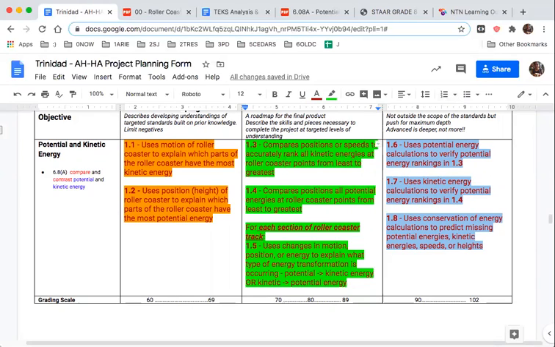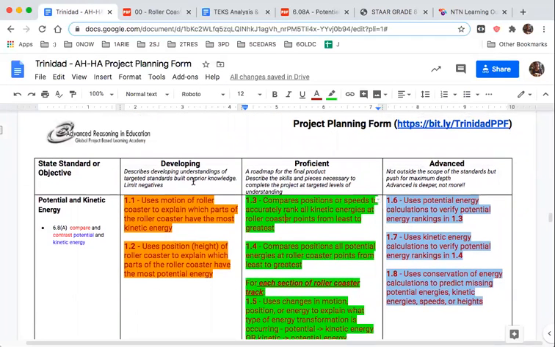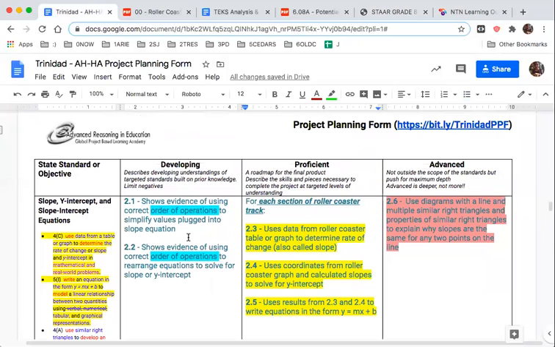Once I have my proficient done, the next thing I look at is either the left column or the right column, developing or advanced. For the sake of this video, I'll just go over the developing column first. So for the developing column, the way I like to think about that is, what do my students already know when they're going into this project that I can build on so that they can get to proficient?